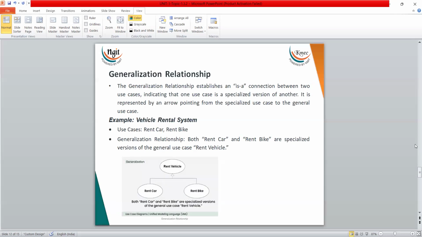The next one is the generalization relationship. The generalization relationship is a connection between two use cases, indicating that one use case is a specialized version of another. It is represented by an arrow pointing from the specialized use case to the generalized use case. If you take the example of a vehicle rental system, the use cases here are rent car and rent bike. Both rent car and rent bike are specialized versions of a general use case, rent vehicle. These two have equal priority.